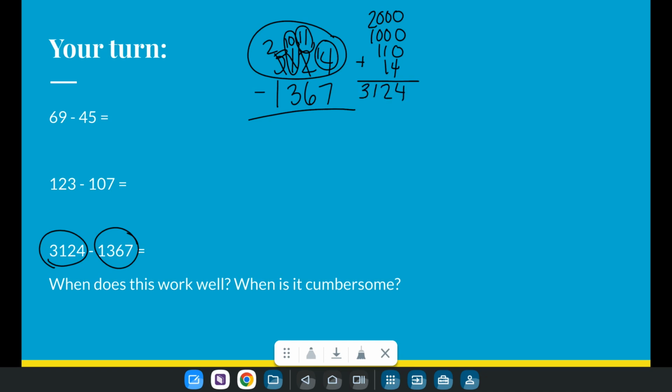But students don't understand that early on. And so we're building that understanding by using some of these other strategies, an understanding of place value and an understanding of what's happening to the numbers. But once I understand that this is still 3,124, I just have it written in a different value, then I can understand that I'm going to subtract 14 ones minus 7 ones, 11 tens minus 6 tens, 10 hundreds minus 3 hundreds, and 2,000 minus 1,000, and get my answer of 1,757.